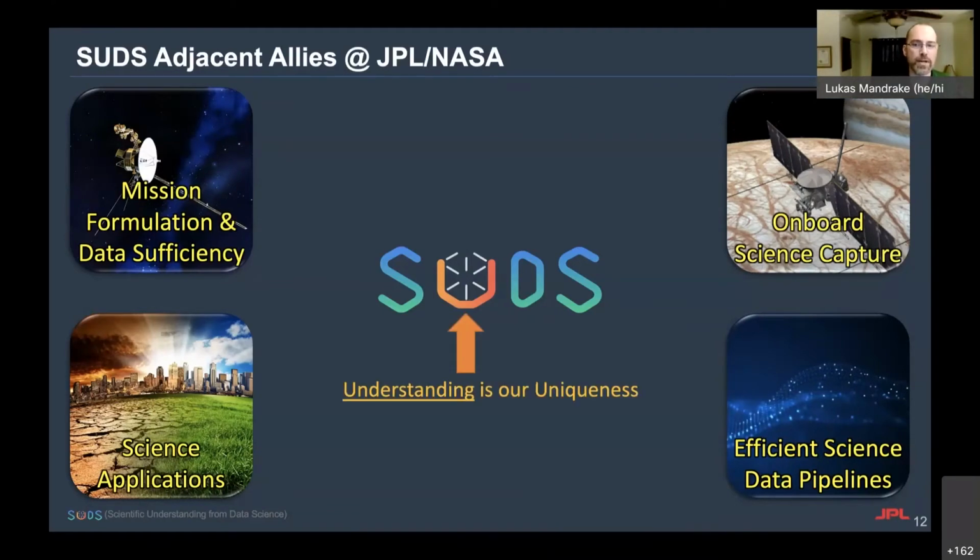Our focus on understanding is our uniqueness. And since approaches that facilitate understanding are usually also desirable, SUDS approaches can inform and produce significant cross-cutting impact.